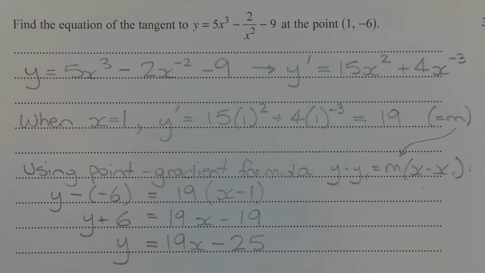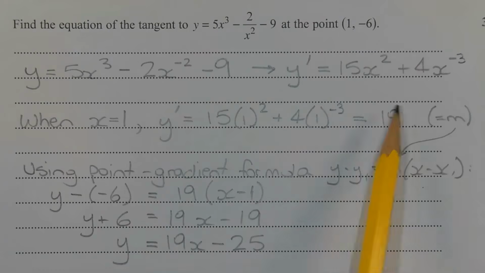Now m represents the gradient of a line when we're dealing with equations in the form y equals mx plus c. And ultimately, our solution will be in that form. Now, in order to find the equation of the tangent, we use the point gradient formula. Now that we have our gradient and we have a point.